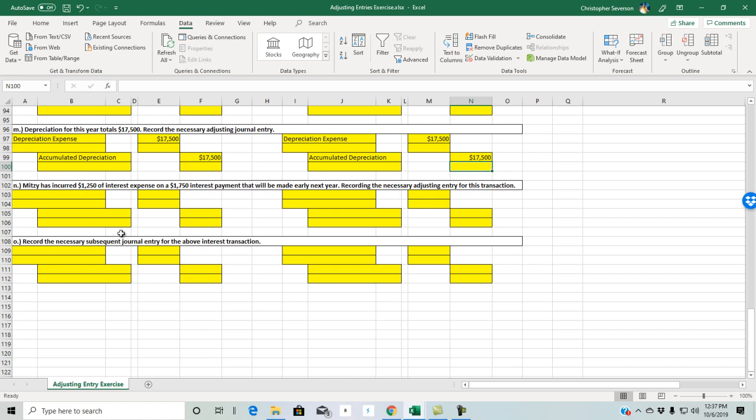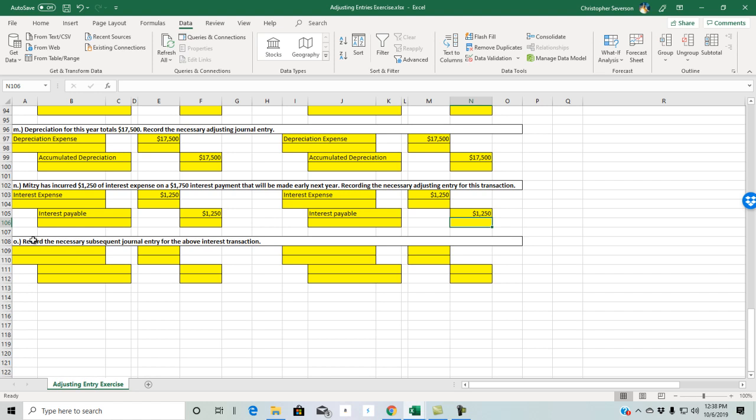And then we have the last two entries related to the adjusting entry of accrued expense. So we've incurred $1,250 of interest expense out of a $1,750 interest payment that'll be made the next year. So it's an accrual. We're debiting interest expense to increase it, crediting interest payable to increase that as well. That's the liability. The alternative method is the exact same. As I said before, accruals have no difference for the alternative method. It's just the deferrals and reclassifications.